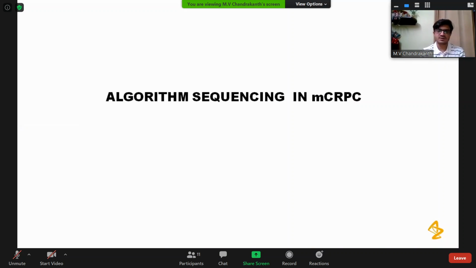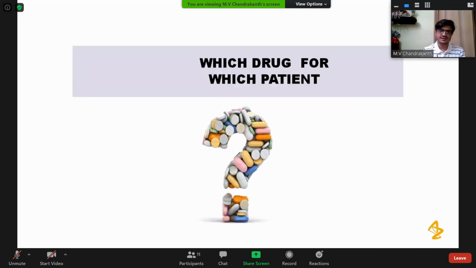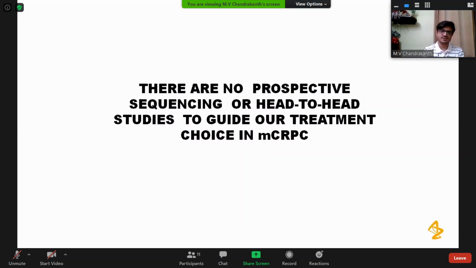So what is the algorithm for sequencing in a metastatic castrate-resistant prostate cancer? Which drug to choose? It is very difficult to say because each trial is addressed with a question. For example, if we take the pre-docetaxel CRPC, the trial is just meant to address whether abiraterone works in the CRPC pre-docetaxel or not.